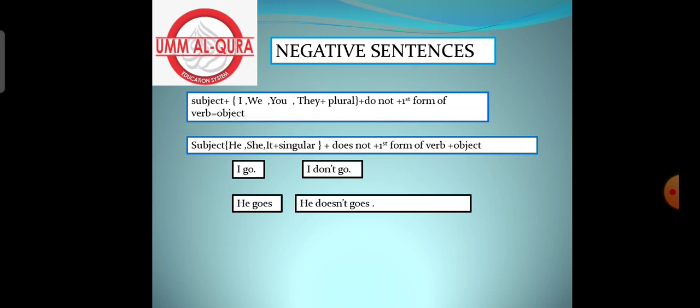For example, I go. When we convert it into a negative sentence, we write I don't go. Now he goes. Now we will convert it into a negative sentence. We will write he does not go.